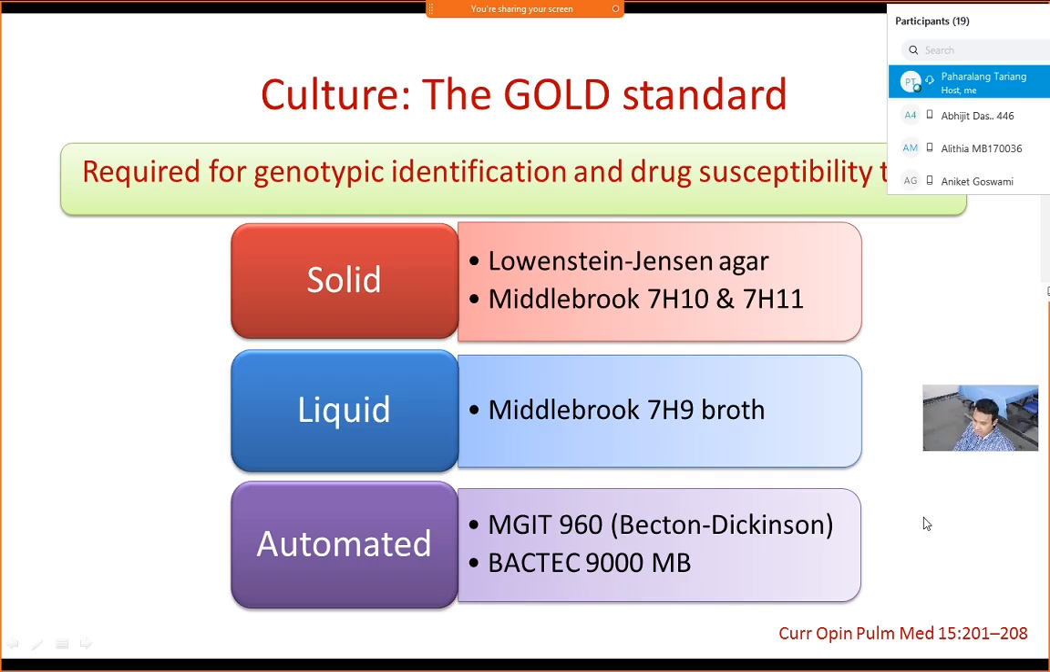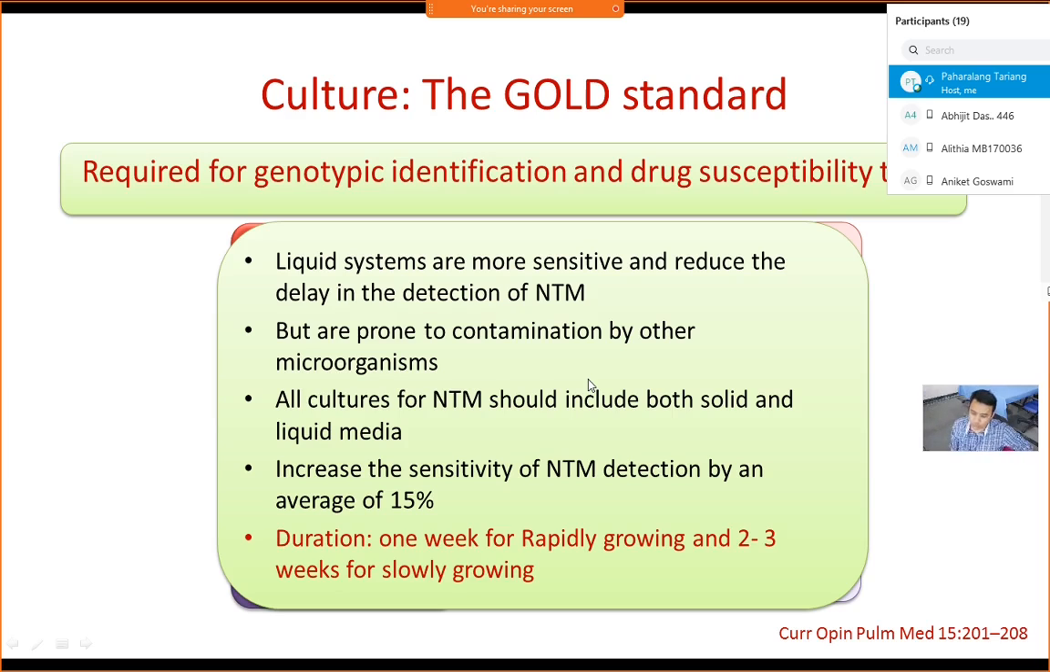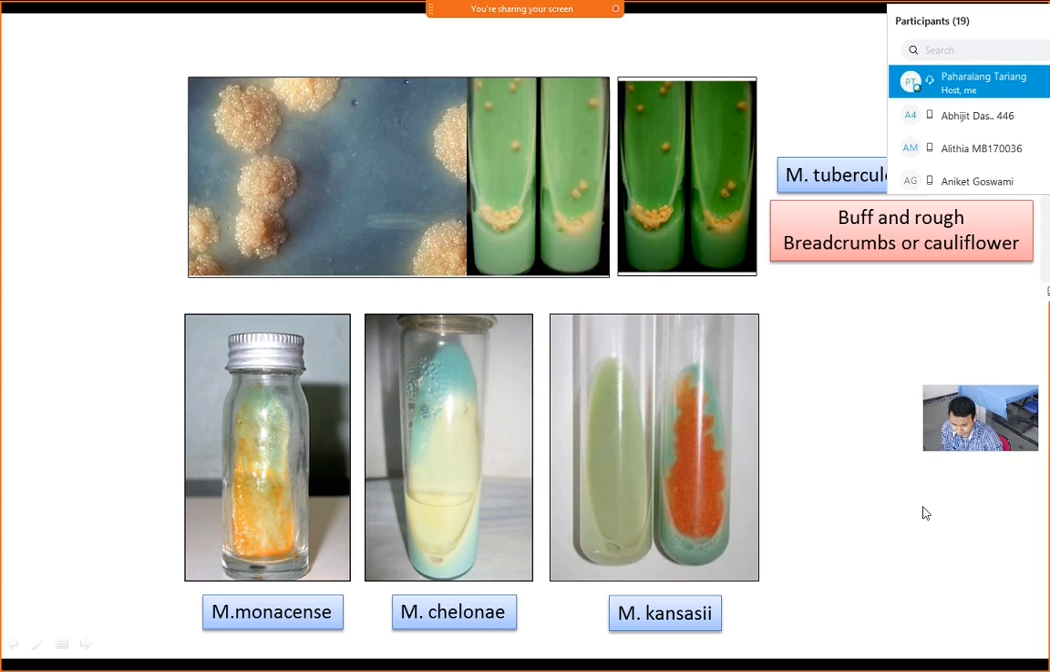Liquid systems are more sensitive and reduce the delay in detection of NTM, but are prone to contamination by other microorganisms. All cultures of NTM should include both your liquid and solid media, and using both will increase the sensitivity of NTM detection by almost 15%. So how soon do we assess for culture? 1 week for rapidly growing and 2 to 3 weeks for slow growing NTMs.